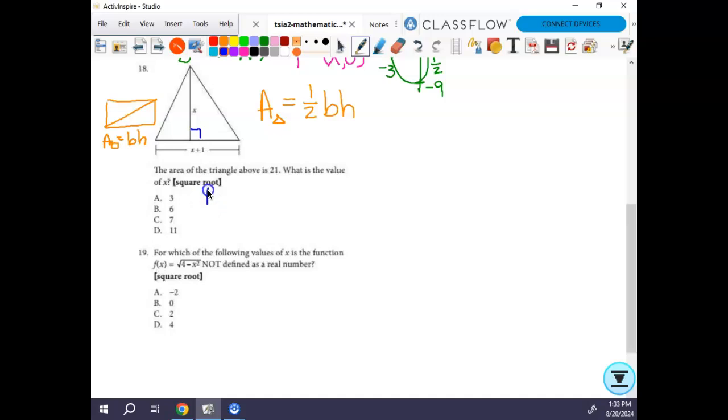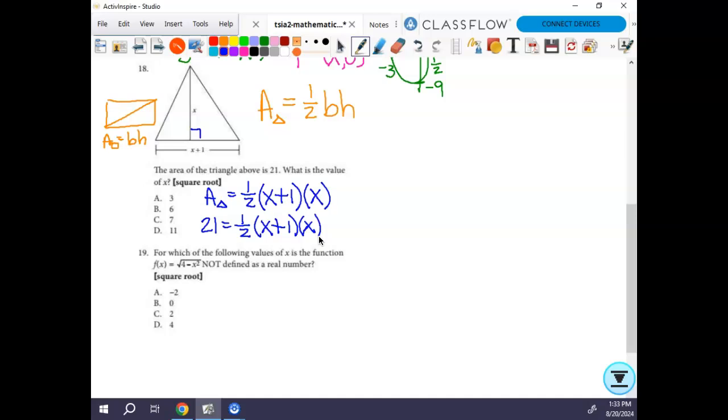So I know that the area of the triangle is equal to 1/2 times the base, which is x plus 1, times the height, which is x. And then I know the area is 21. So I'm going to get 21 equals 1/2 times x plus 1 times x. Everybody okay with that?